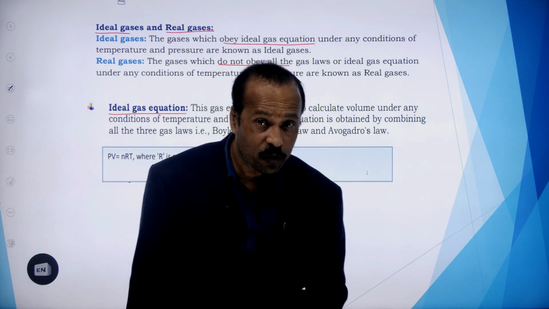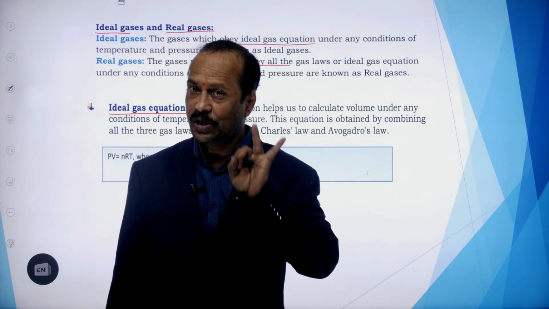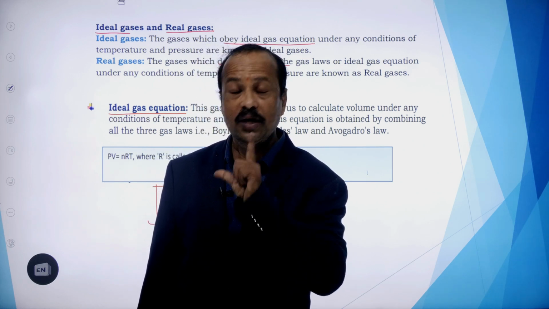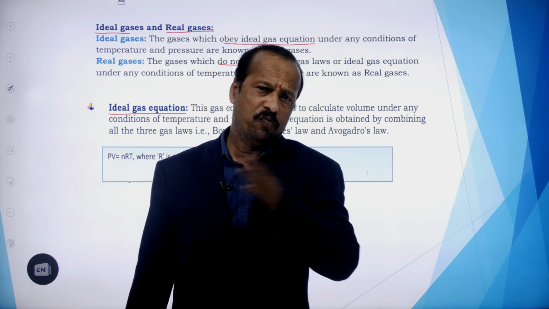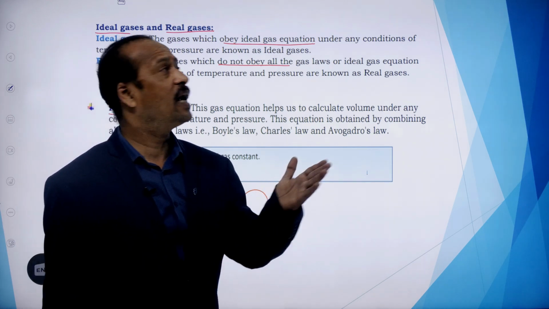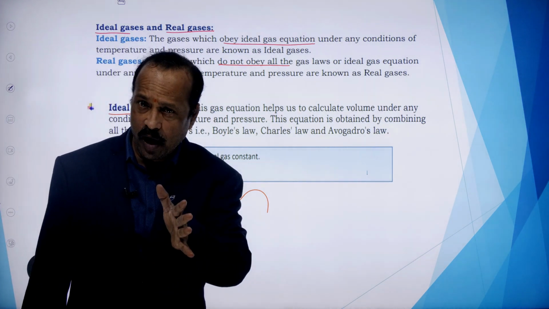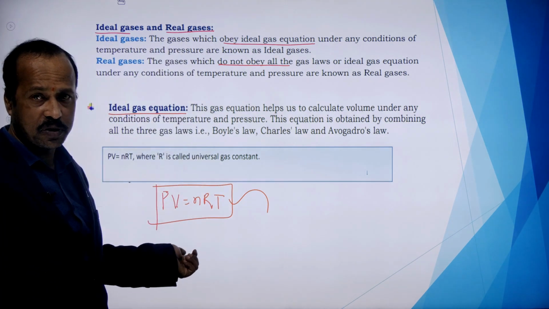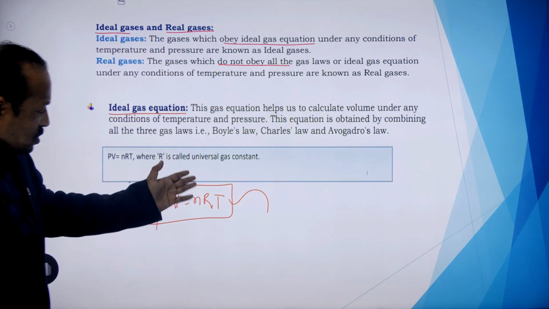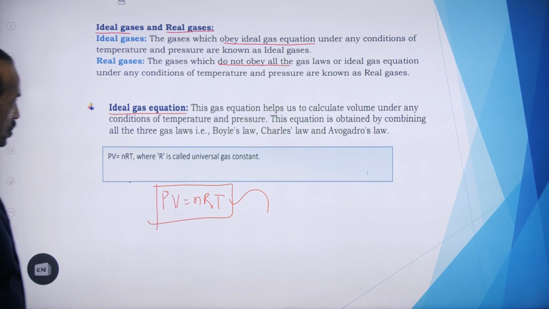This equation is derived from the three gas laws: Boyle's law, Charles's law, Avogadro's law. From these three laws, one equation is derived, and that equation is called the ideal gas equation. If any gas obeys this ideal gas equation under all conditions, then it is called an ideal gas. The gases which do not obey the equation PV = nRT under all conditions are called real gases. Clear? So finished, students. That's about the ideal gas equation.